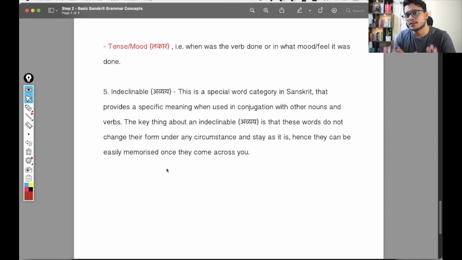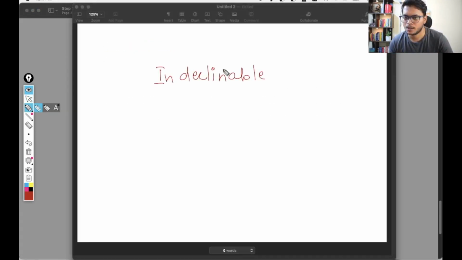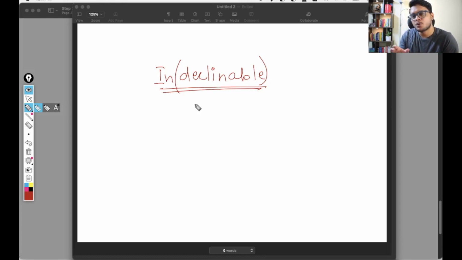Now the last word category, and that is a bit exclusive to Sanskrit, indeclinable or avyay. Indeclinable. So anything that does not decline is indeclinable. So these words, indeclinable or avyay, are those special words that provide additional meaning in a sentence, and they have their own particular meaning to them. So all these words like indeed or where, there, here, those have that exact meaning. Those words fall under this category, indeclinable. And why they are called indeclinable is because simply they don't decline.